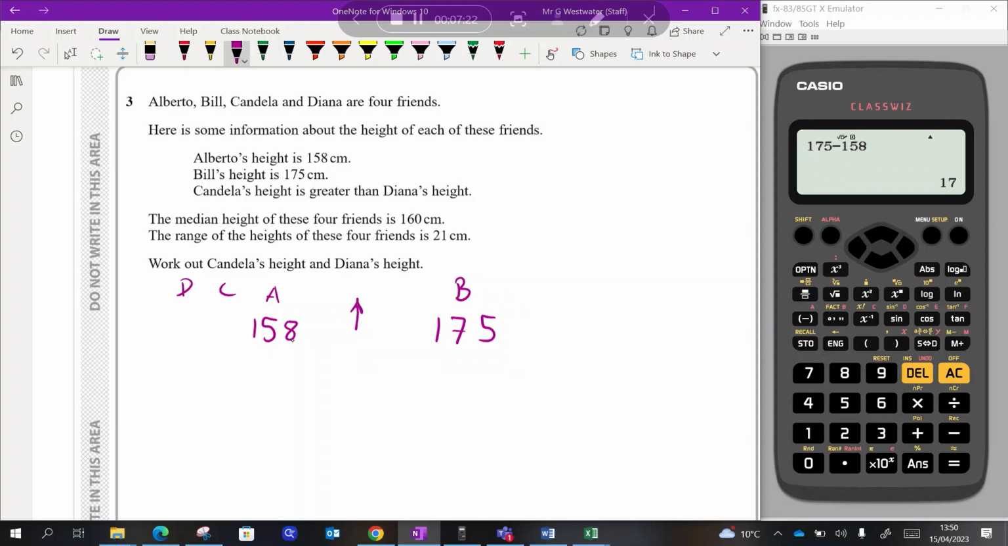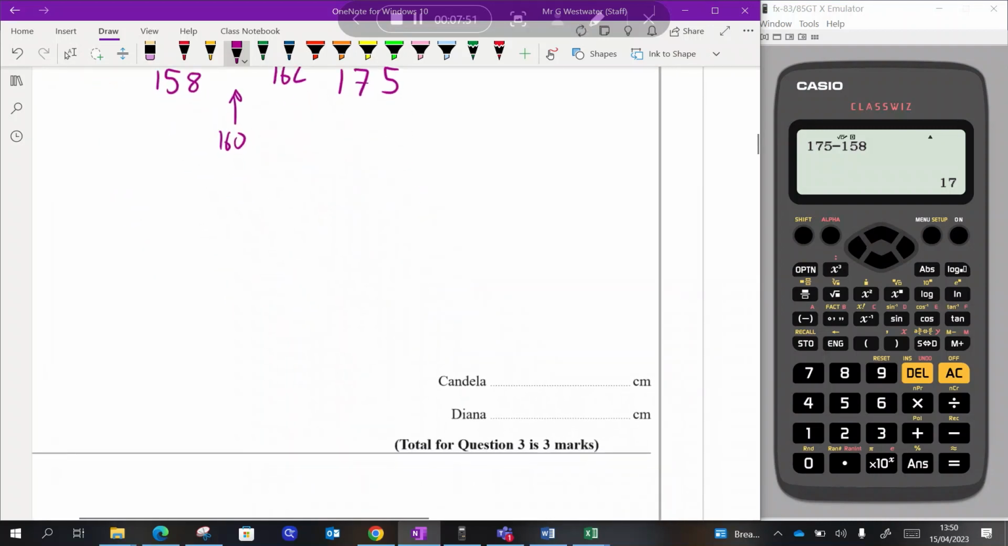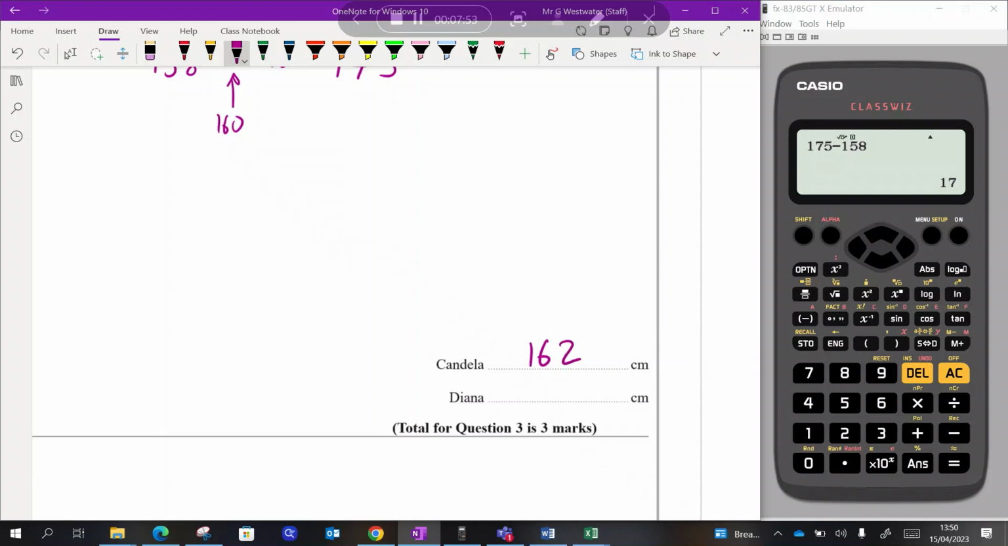In fact, actually that's not going to work, because again, the median here would now be less than 158, so it leaves us with this situation where D is going to be this value at the bottom, Candela will be this value in the middle. So if the median is 160, in between 158, Candela must be 162. It's 2 either way of that 160. And finally, so let's put that in, 162.